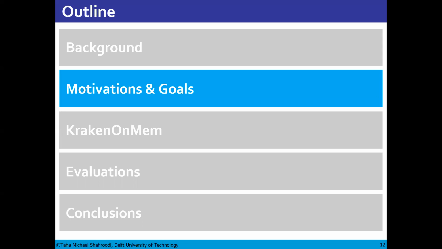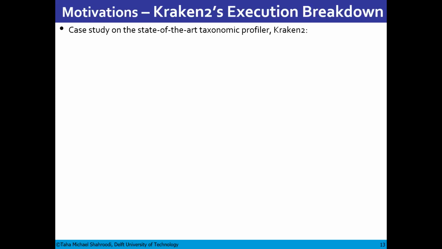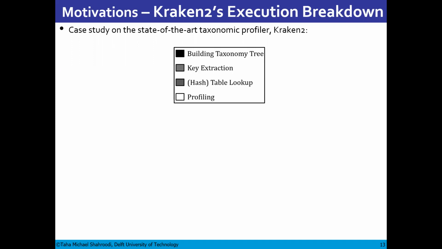In this section, we present the results of experimental studies conducted to understand the potential bottlenecks of Kraken 2 for improving profiling performance. We also briefly discuss why previous PIM-enabled designs are not suitable to address our problem. We analyze the execution time of Kraken 2 on real-world genomic read datasets and configuration. We break down Kraken 2 into four main essential functions: building the taxonomy tree, key extraction, table lookup, and profiling. The first one, building a taxonomic tree, is a one-time job for a reference data, but the other steps repeat for each new input.